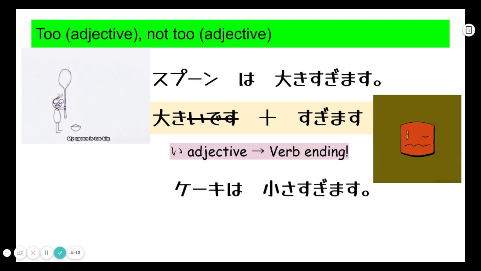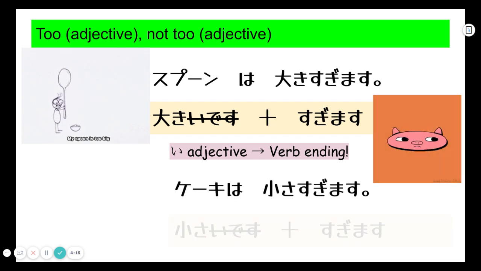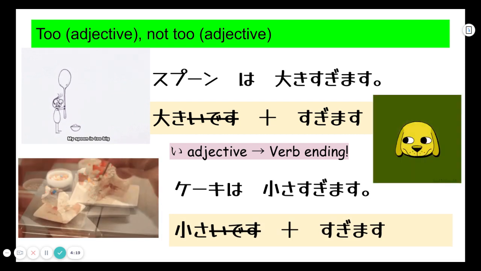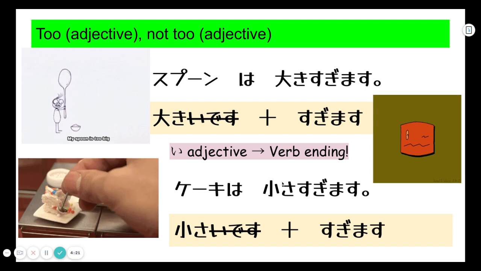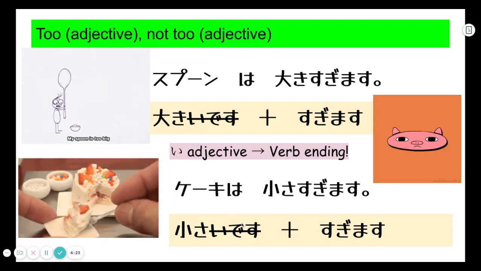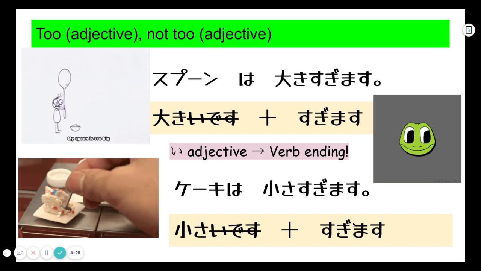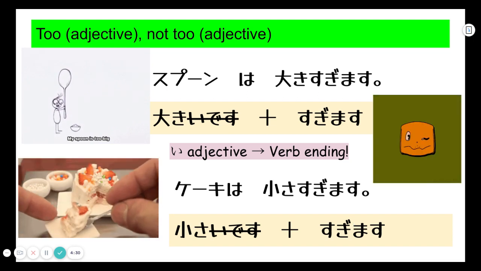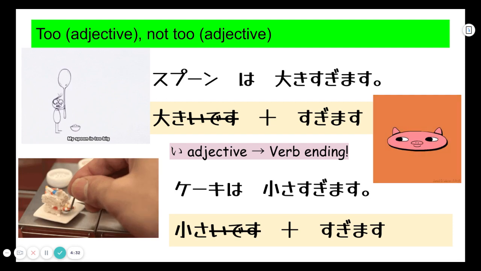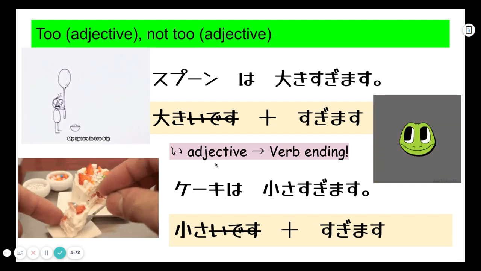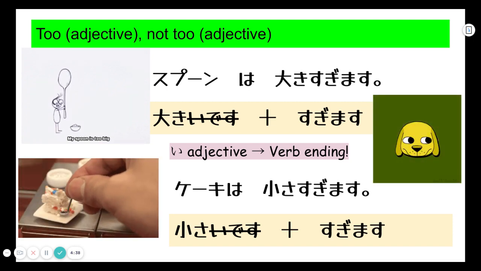Let's do one more. ケーキは小さすぎます. Keiki is like this kind of cake. Yeah? So this is again 小さい, an い ending adjective word. You just get rid of it and add すぎます. 小さすぎます.